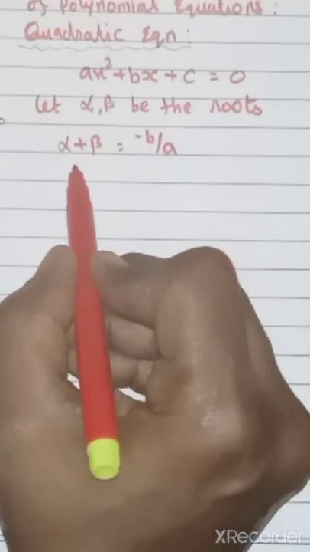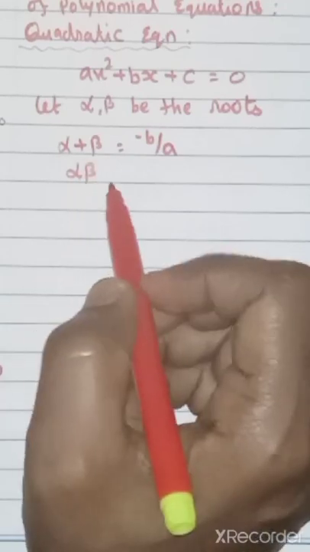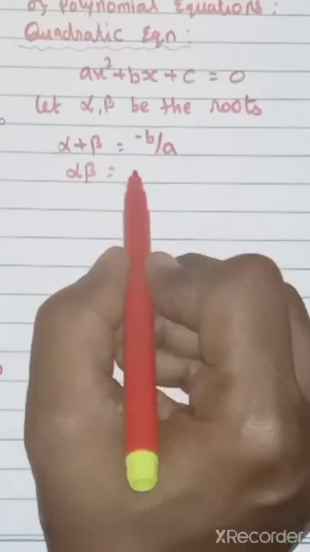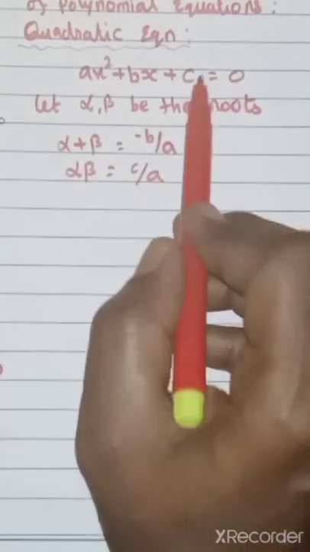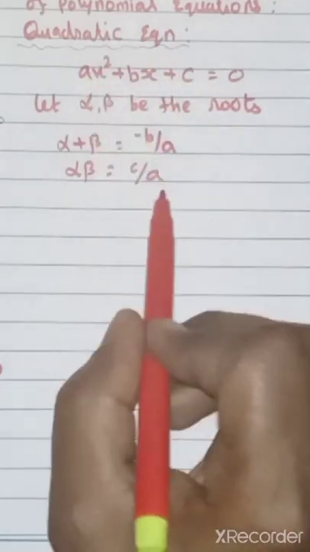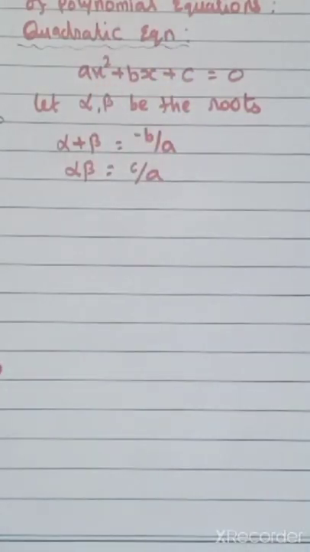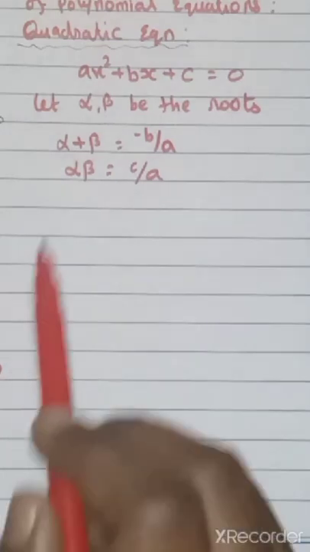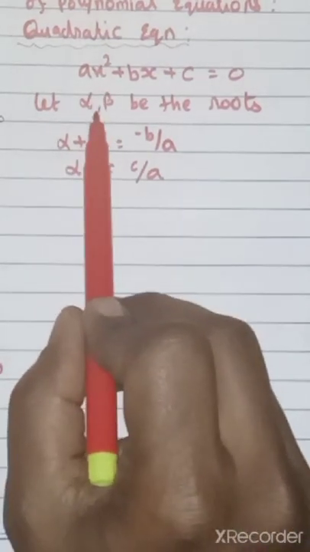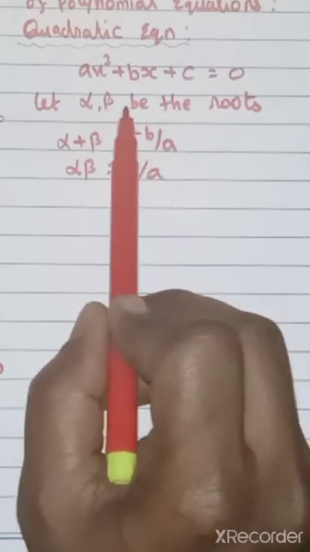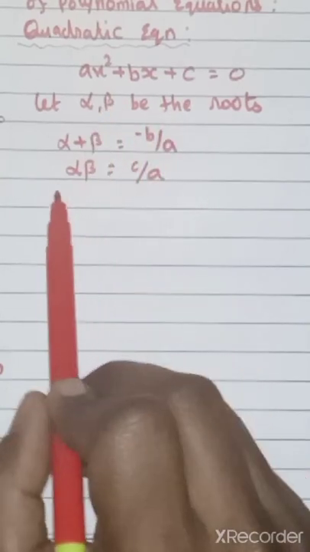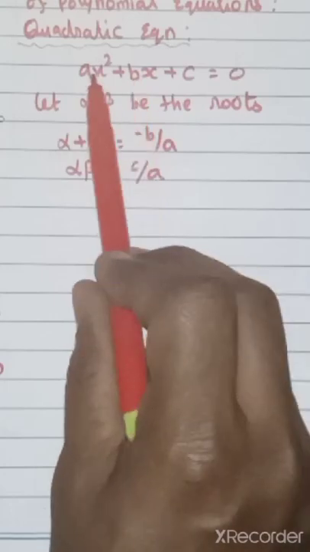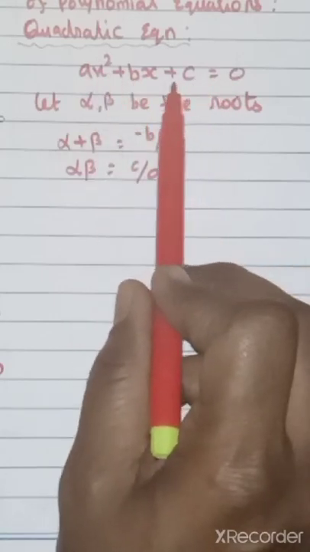Next, the sum is found. Next, the product alpha beta. So the formula for alpha beta is c by a. That is constant by coefficient of x square. This is a formula that you have to keep in your mind. So, alpha beta are the roots, and we are going to find their sum and product. Alpha plus beta is minus b by a, alpha beta is c by a.